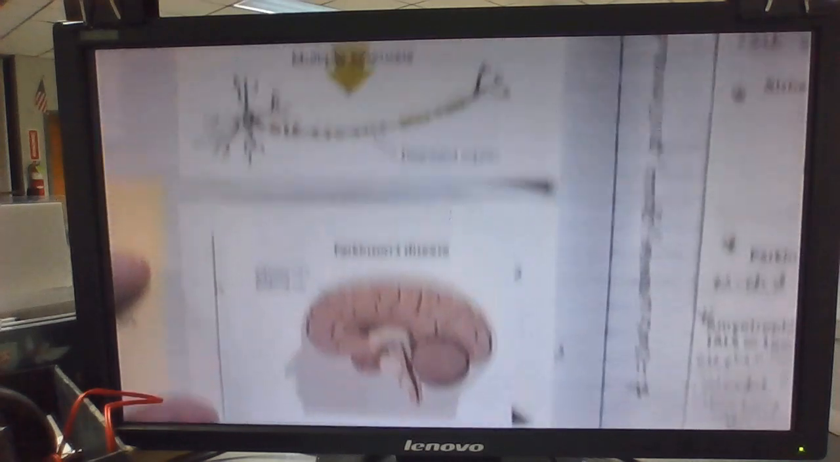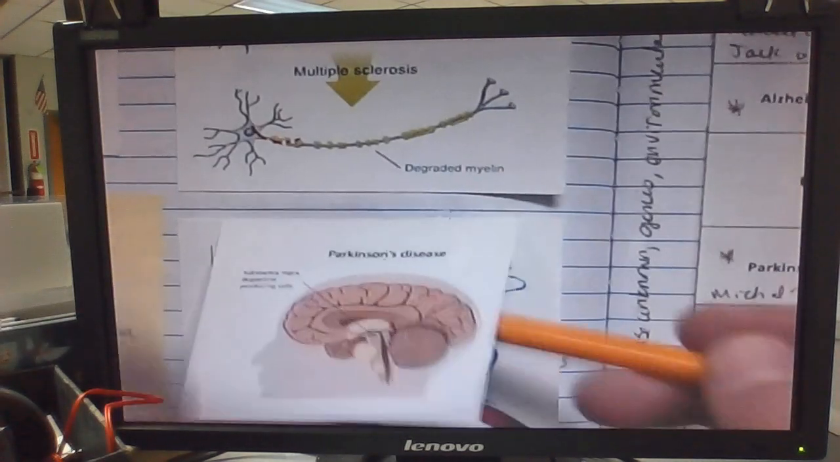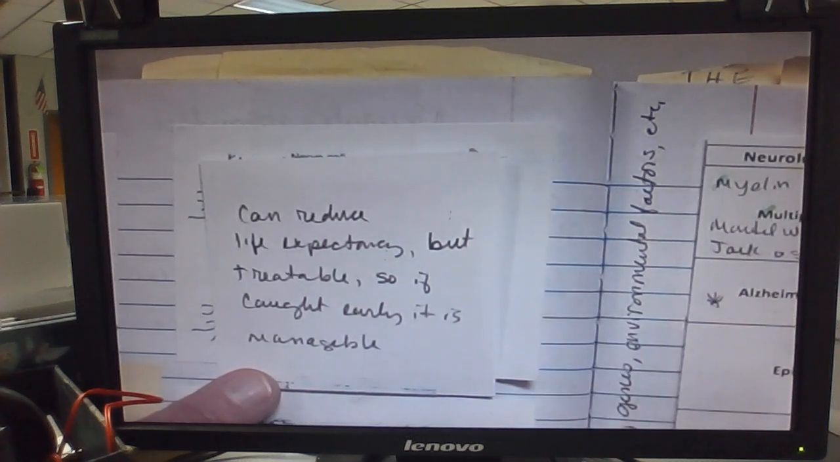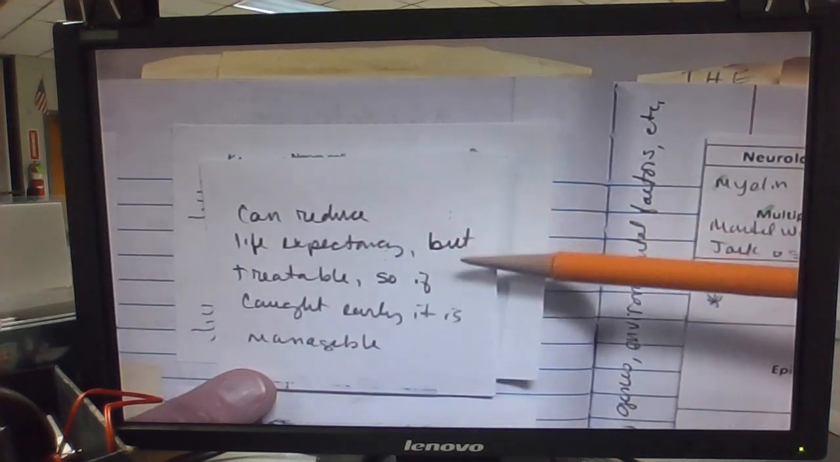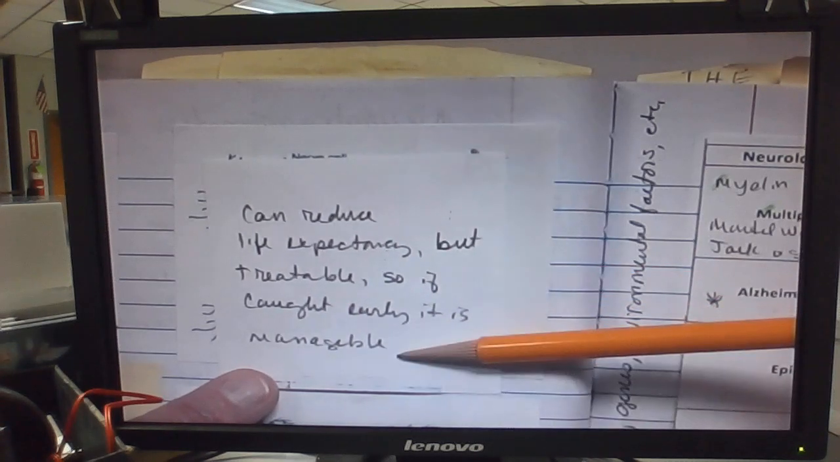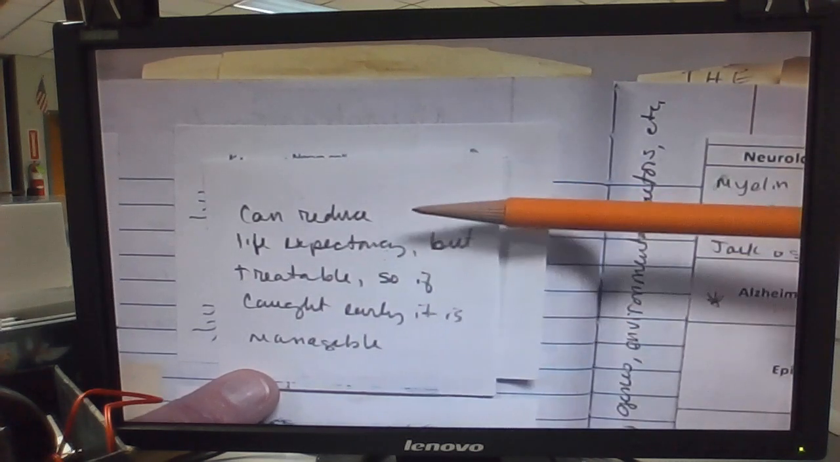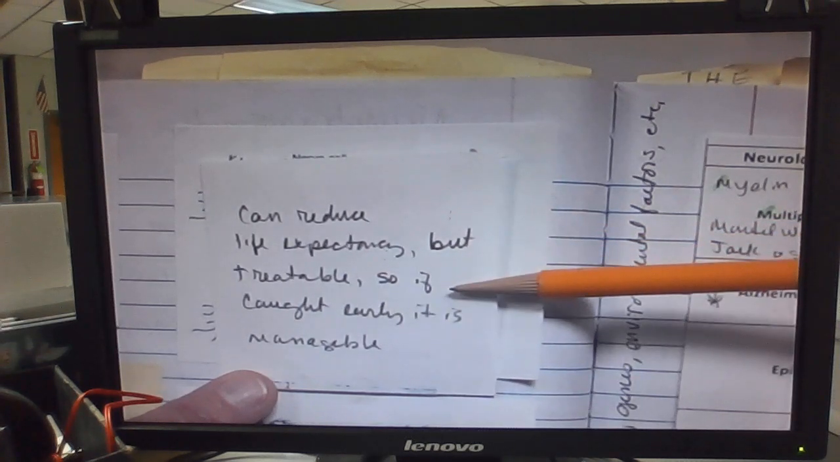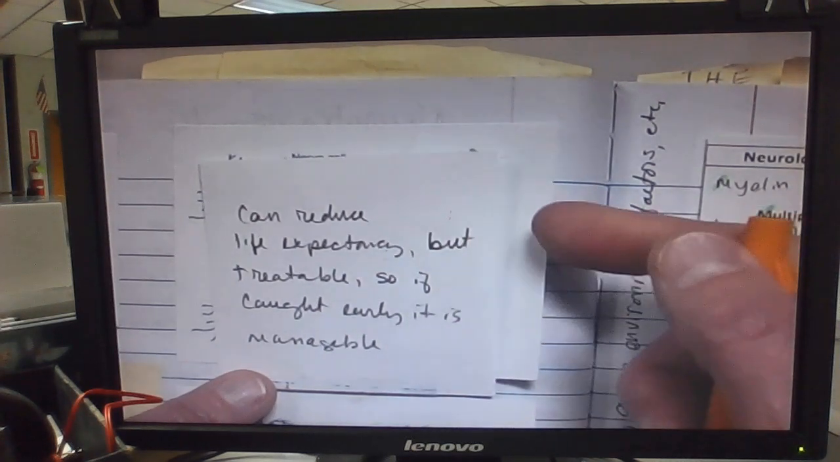Parkinson's disease. For Parkinson's disease, we are losing those dopamine-secreting cells. It can reduce life expectancy, but it is treatable. If it's caught early, it's manageable.